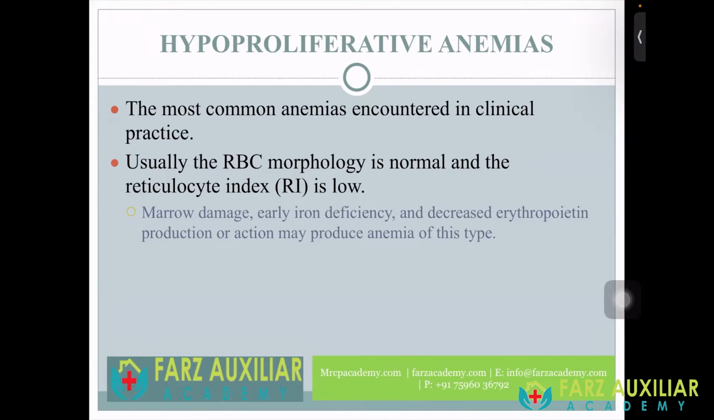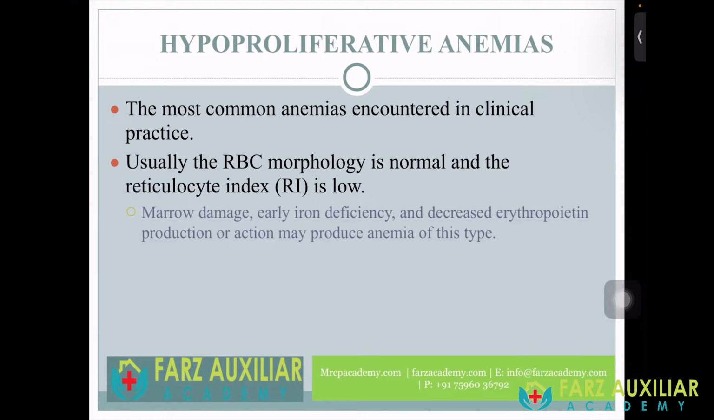Now, the reticulocyte index tells us whether the bone marrow is making a sufficient amount of RBCs. If it is making a sufficient amount of baby RBCs, then of course the adult RBCs would also be to the same tune. So when we call it a hypoproliferative anemia, we are trying to say that the bone marrow is not synthesizing enough blood cells, so the reticulocyte index is low.